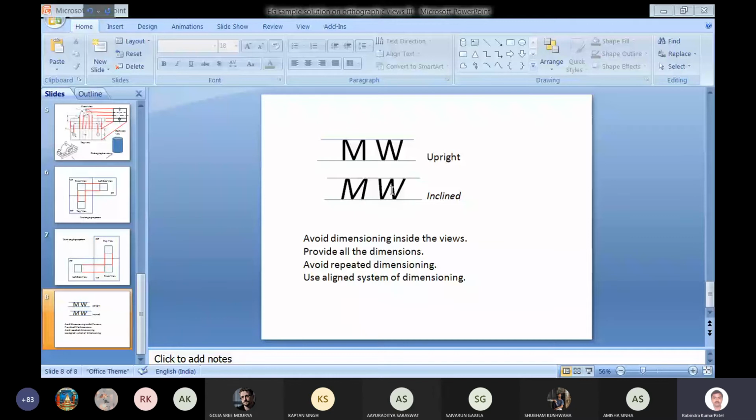Apart from this, I have seen that some of you have put the dimensions within the views, so that should be avoided. You have to provide all the dimensions, but avoid repeated dimensioning. Another thing is that you have to use the aligned system, which is recommended for dimensioning. So this is all about today's class.